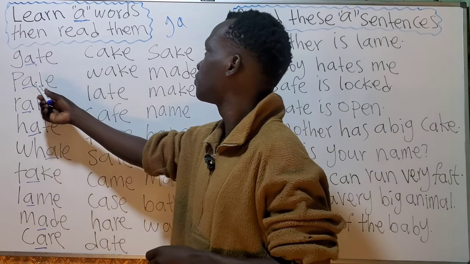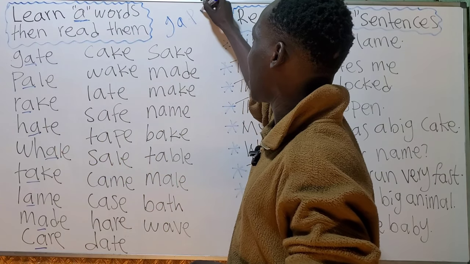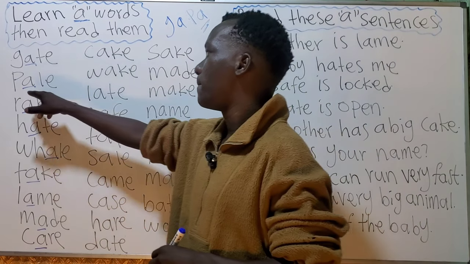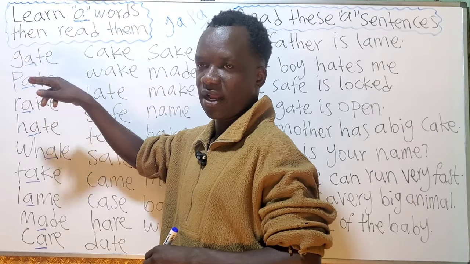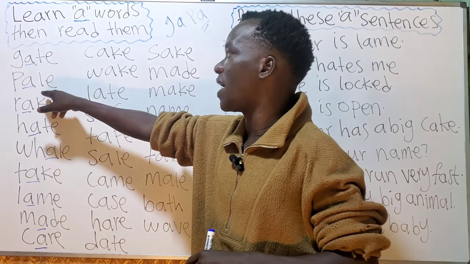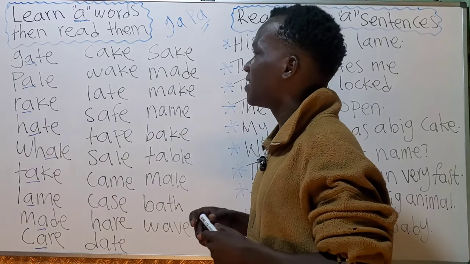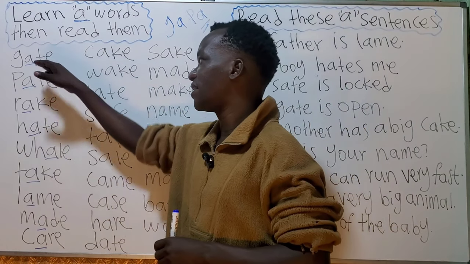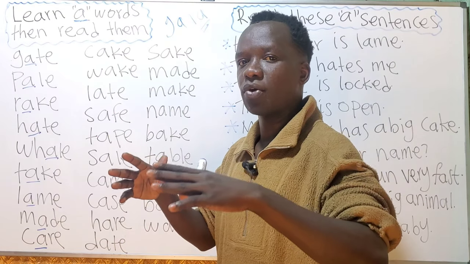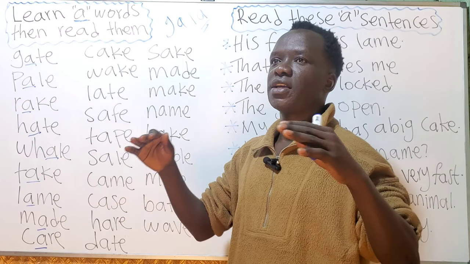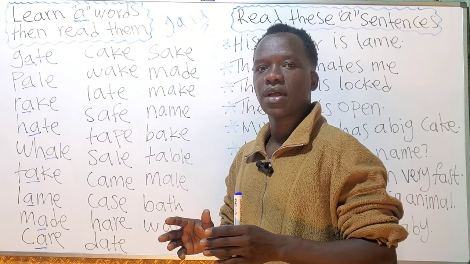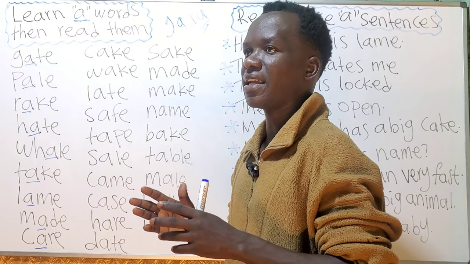And then this one is not pa. In the sound it is pa, but we shall say pale. Pale is a color, and then gate is a big door, an entrance to your house, in case your home is fenced with bricks or wires. The big entrance is a gate.